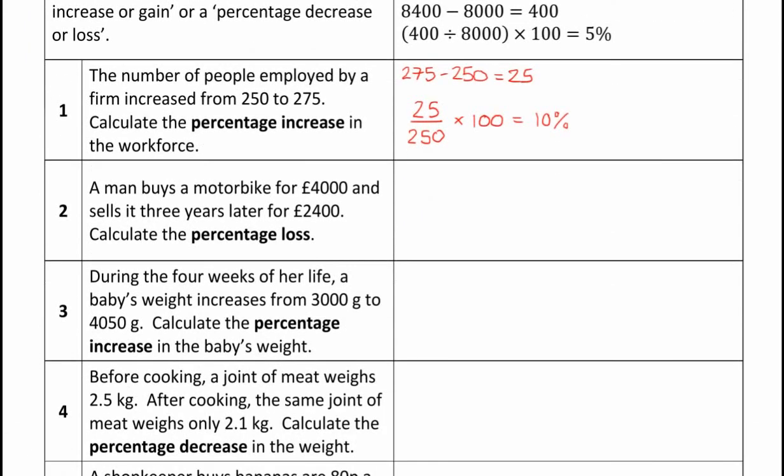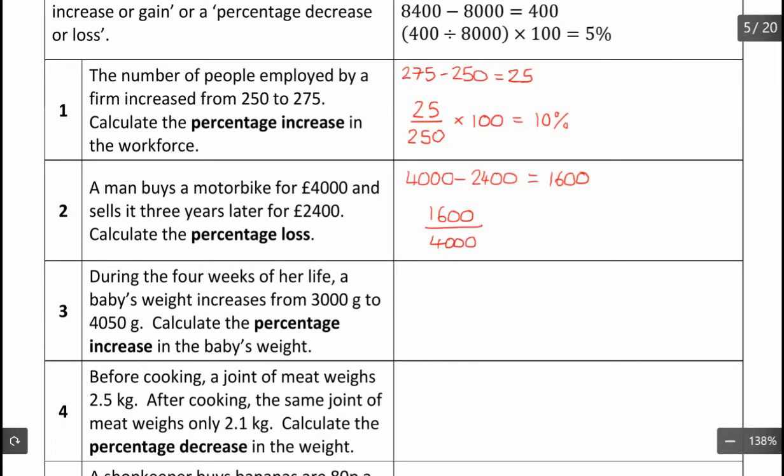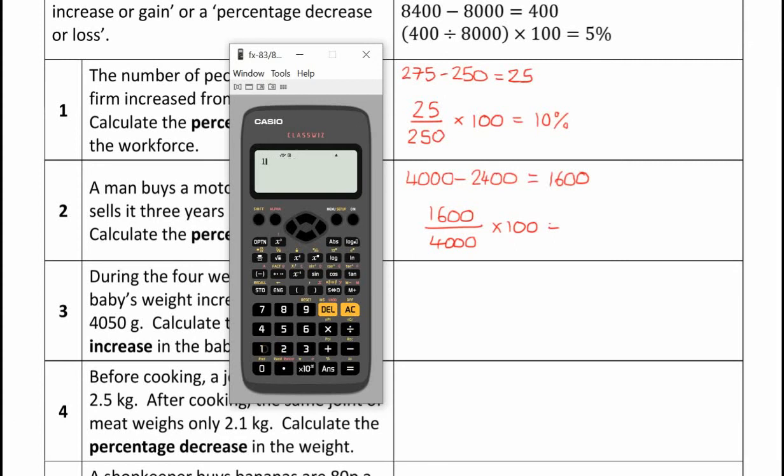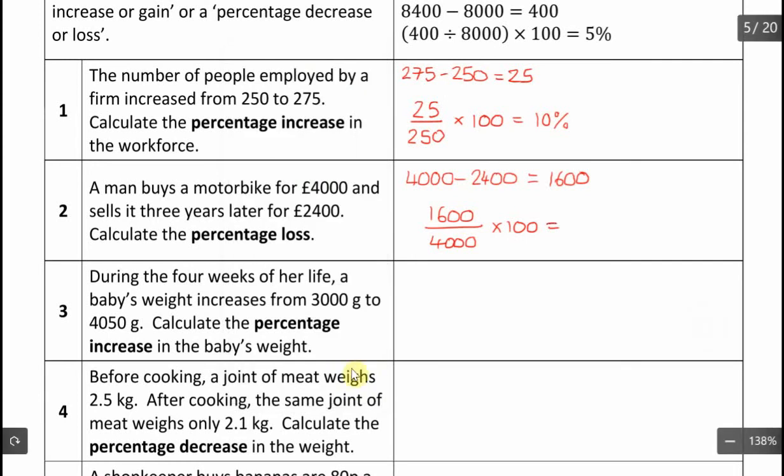Right, number two. A man buys a motorbike for 4,000 and sells it 3 years later for 2,400. So the difference there, the decrease in price, is 1,600. And then we work out what that is as a percentage of the original amount. Always the original amount. And that is 40%. It's a 40% decrease, loss. They've worded it in this question.